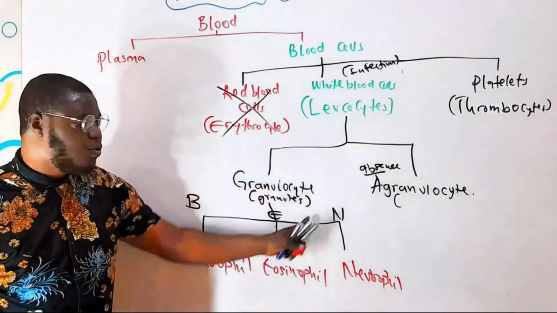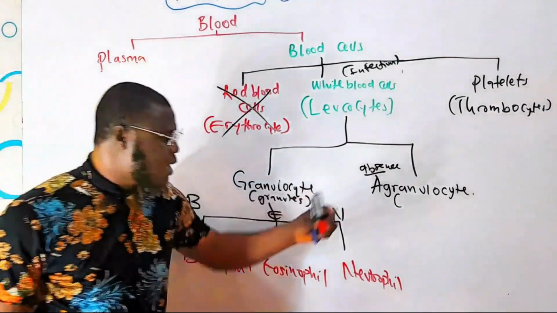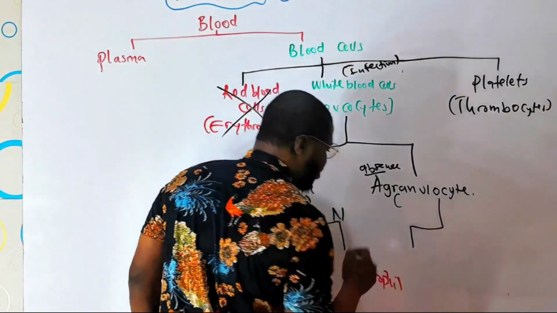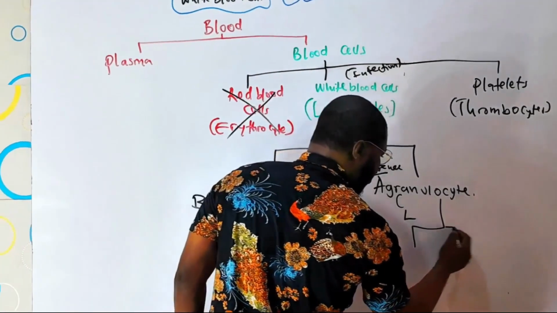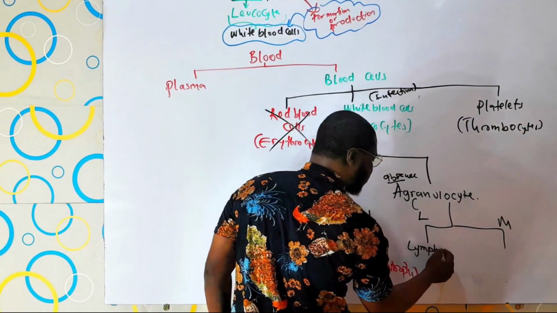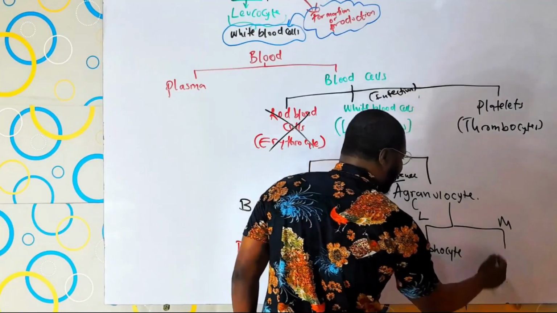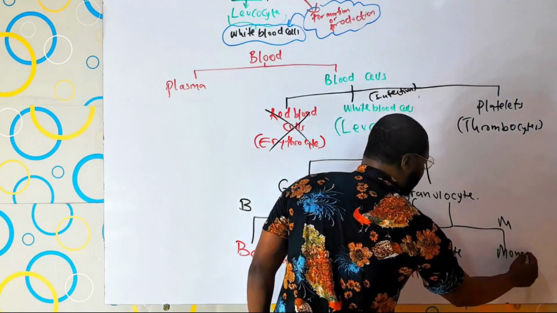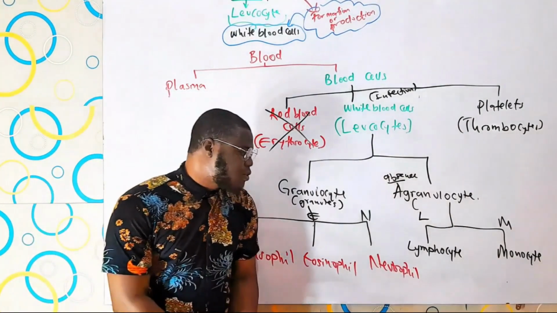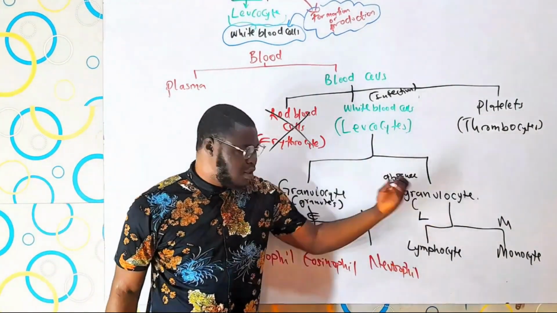Now, talking about the agranulocytes, we have just two groups, and the acronym is L, M. The L is lymphocyte, and the M is monocyte. As simple as that. Which means the lymphocyte and the monocyte are agranulocytes.